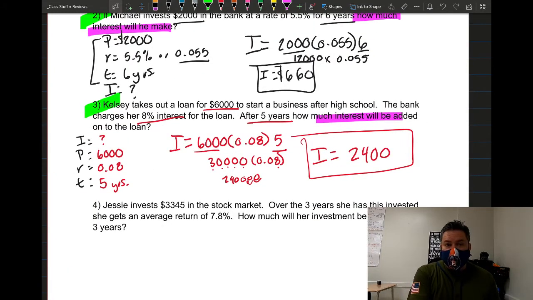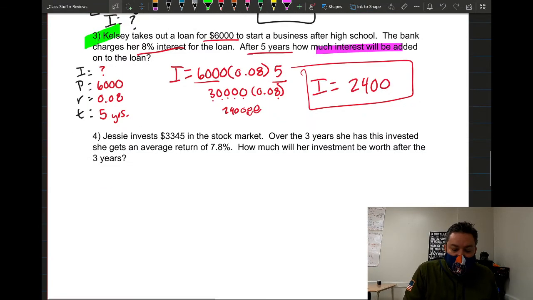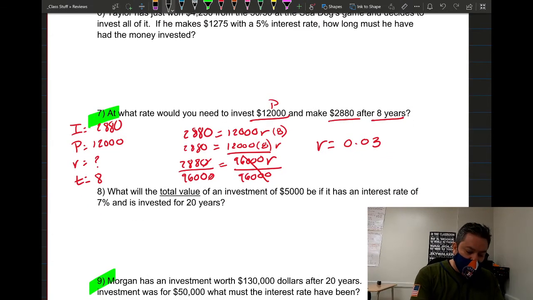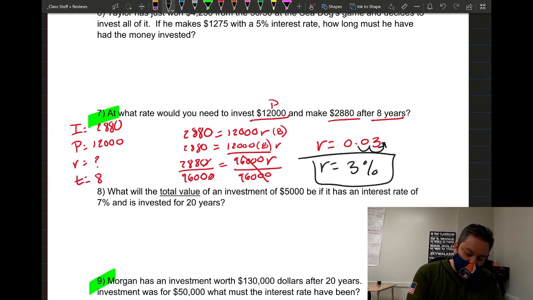Now notice, on the previous ones, we always had to convert the rate into a decimal. So if we have it as a decimal, what do you think we've got to do? We're working it backwards, so we've got to convert that decimal into a percent. And that is very simple. All you've got to do is move the decimal 2 places to the right. So the rate equals 3%. If you invest $12,000 for 8 years at a 3% interest rate, you're going to make $2,880. That's working it backwards.